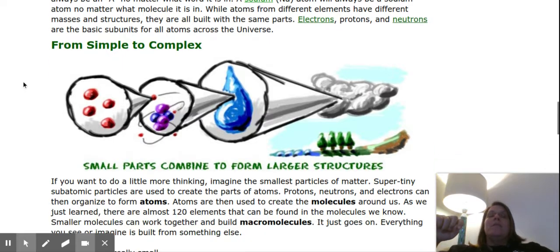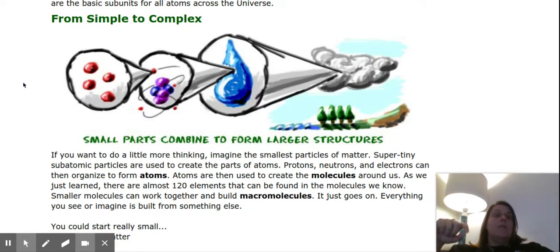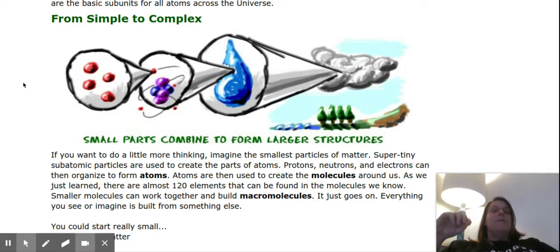From simple to complex. Now, this is where your activity goes today. Now, every day in science, I would like you to do a small activity for me. I'm not grading it, so don't freak out about it. I just want you to do it the best way you can do it.